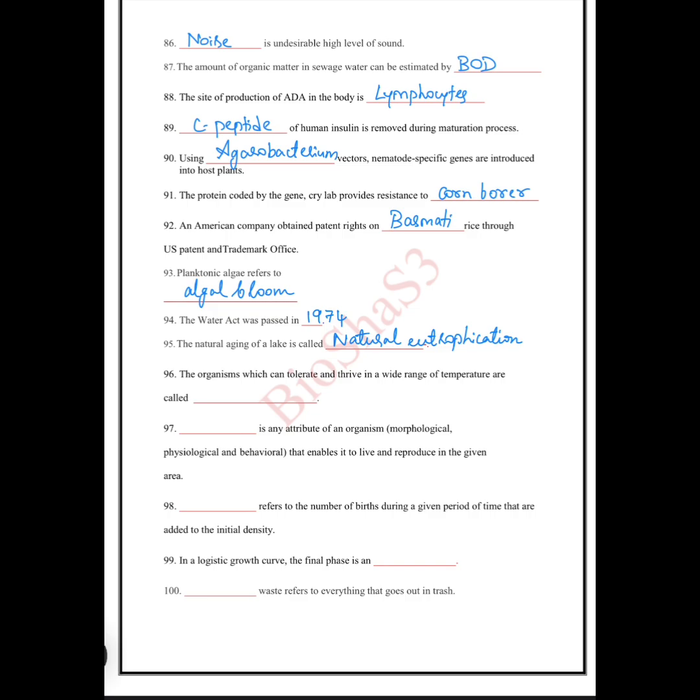The organisms which can tolerate and thrive in a wide range of temperature are called eurythermal. Adaptation is any attribute of any organism, morphological, physiological and behavioral, that enables it to live and reproduce in the given area.